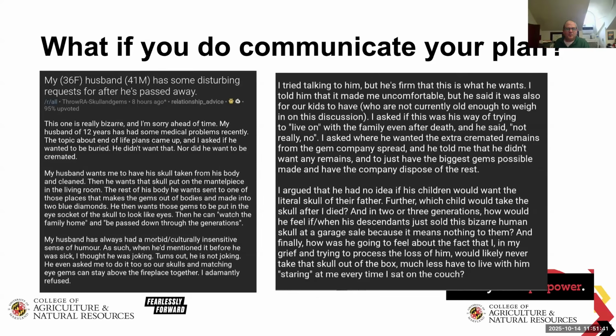And if you don't want to read all of it, he had a plan, or has a plan. His plan is to have his body turned into two gems, his skull taken and put on the mantle with the two gems as eyes, and just set up there for years. And his wife sort of tells him all the problems with said plan. But he doesn't want to listen to any of that. He really thinks this is a good idea.